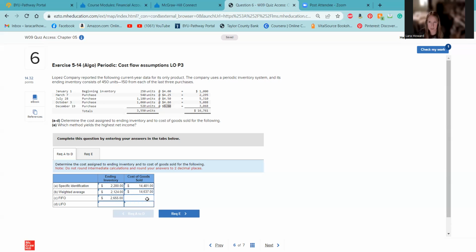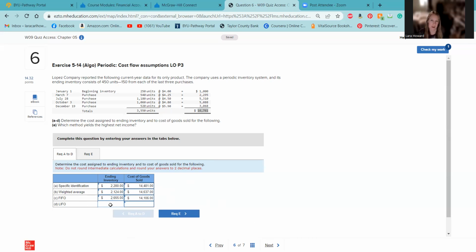Once again, to get our cost of goods sold, we're going to take this number and subtract the ending inventory that we just got. And that ends up being $14,106.